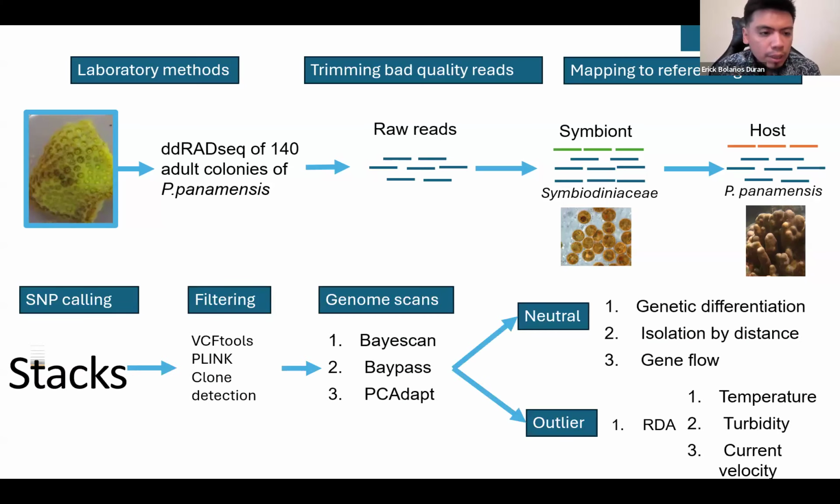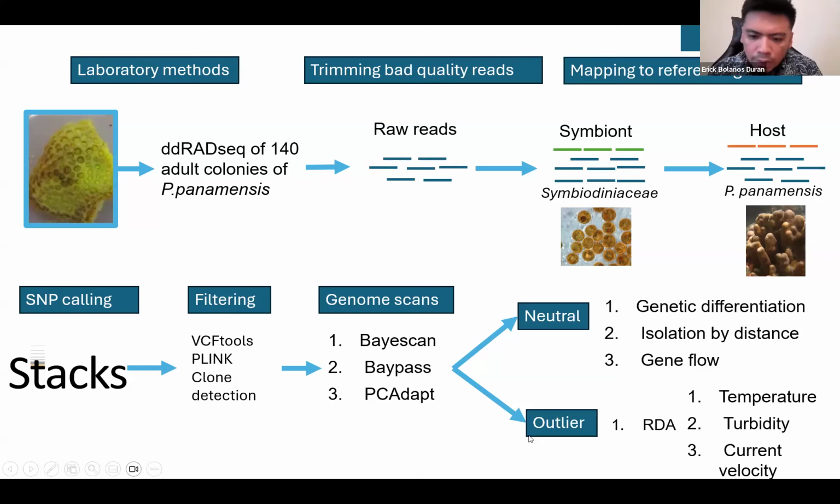I performed the SNP calling in Stacks. I performed a lot of filtering, and in order to identify SNPs that are under neutral evolution and under putative selection, or outlier loci, I performed three genome scans. In order to identify genetic differentiation, we used the neutral loci. Isolation by distance and gene flow also work with the neutral SNPs.